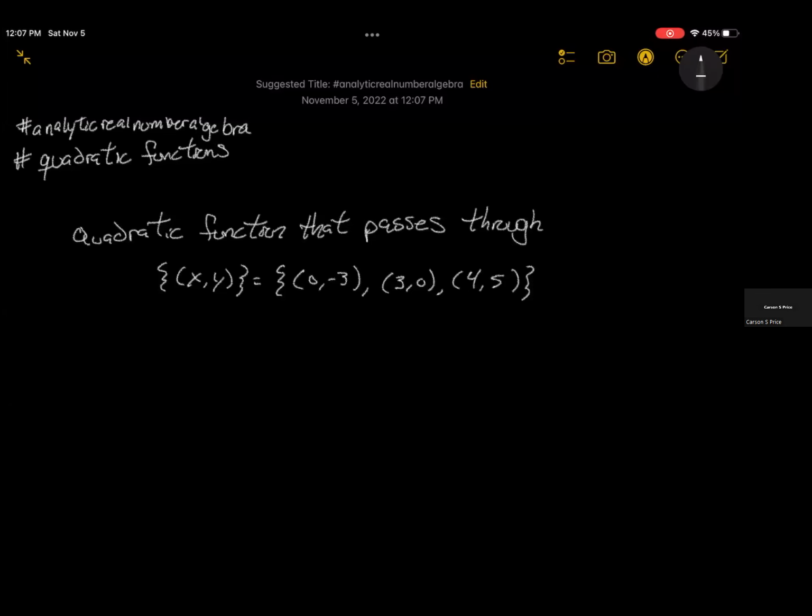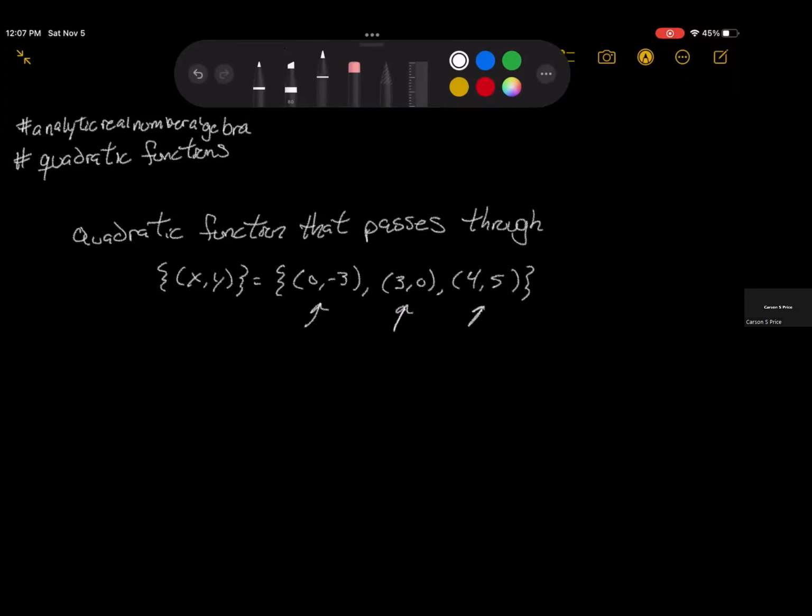Okay, let's start working on this one. I'm looking for a quadratic function that passes through these points, right? When x is equal to 0, y is supposed to be minus 3. When x is equal to 3, I get a 0. And when x is equal to 4, the quadratic function is supposed to give me a 5.